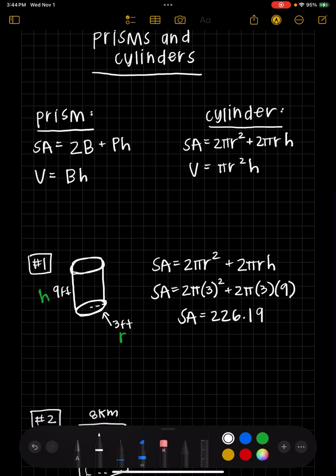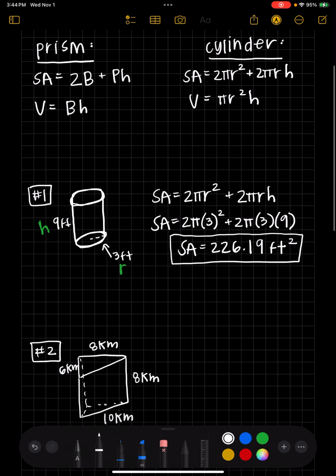I rounded that to the nearest hundredth, especially when you're dealing with pi. You're not going to get really pretty answers. That's totally okay. Just round to the nearest hundredth. And because this is a surface area, we still need to put units on it. So we're going to put feet, but because it's a surface area, we have to put feet squared, because it's an area, and area is always squared. So there is my surface area for the cylinder.